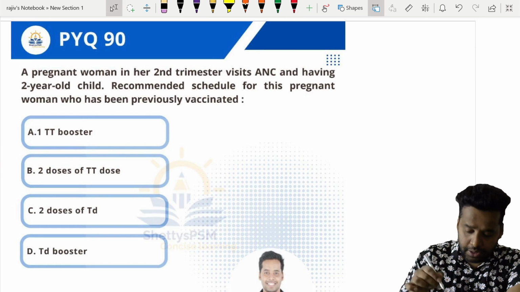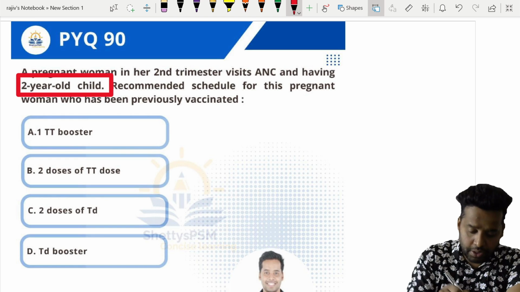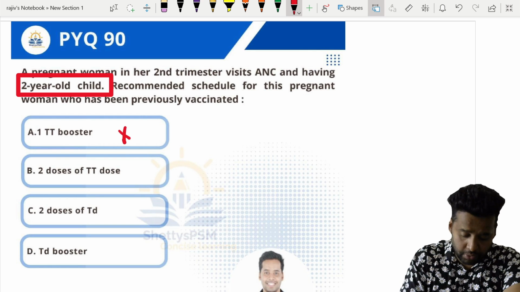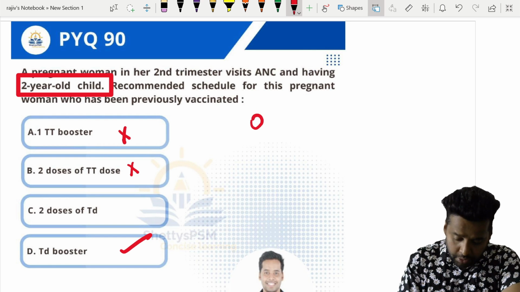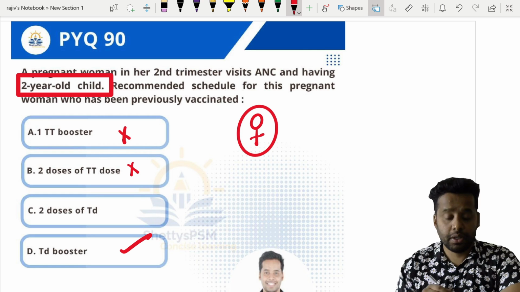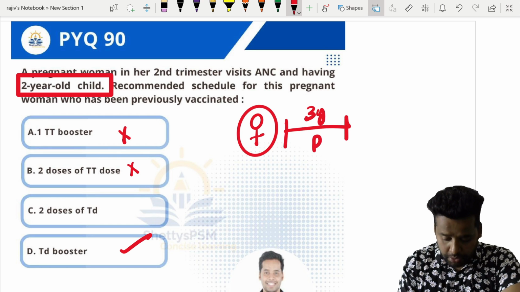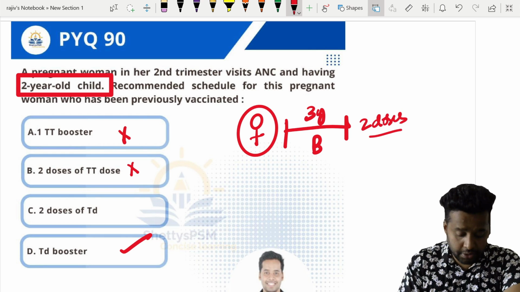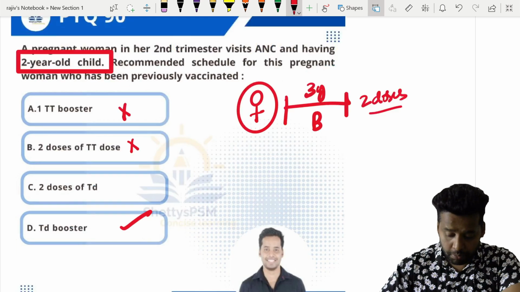A pregnant woman in her second trimester is coming for antenatal checkup with a 2-year-old child. What is the TD schedule we are giving now? TT is not followed. Give 1 dose of booster. Any pregnant woman who has been vaccinated previously, if she conceives within 3 years, we are supposed to give a booster. After 3 years, if she is conceiving, she has to take 2 doses. If I tell you she is coming with a 6-year-old child, then your answer is 2 doses of TD. Now my question is a 2-year-old child, within 3 years. Answer is TD booster. Very good.